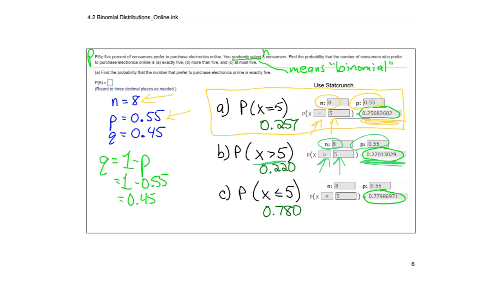Right, the last one says at most 5. So that's the tricky one. At most 5 means that we want 5 or less. And so we would use X less than or equal to 5. Everything else stays the same. And notice your probability goes way up and you're at 0.780.